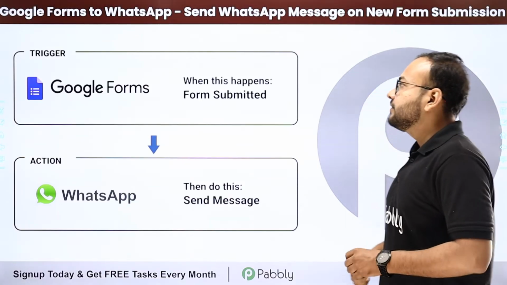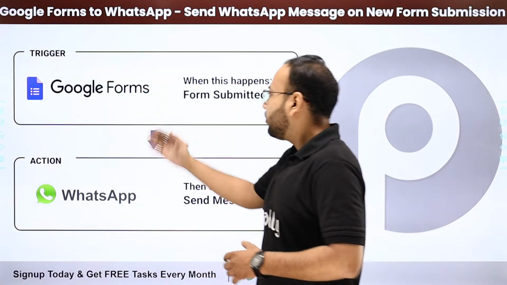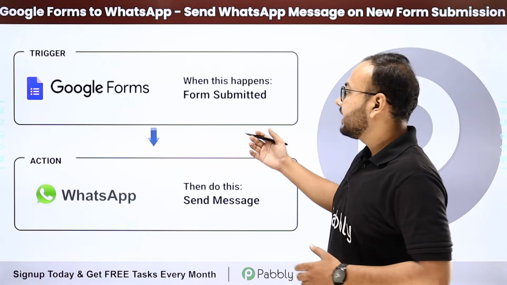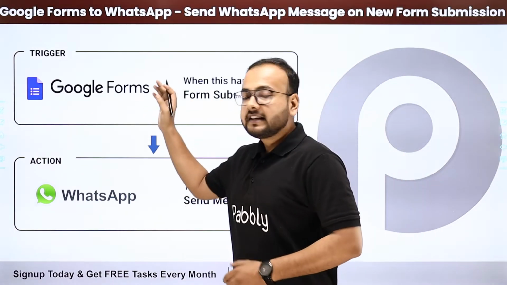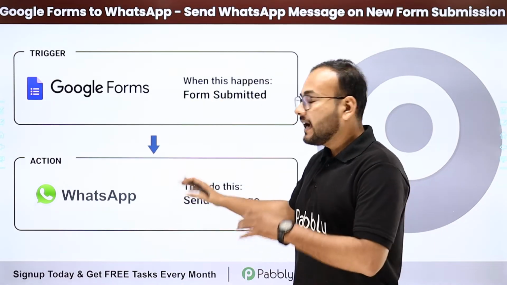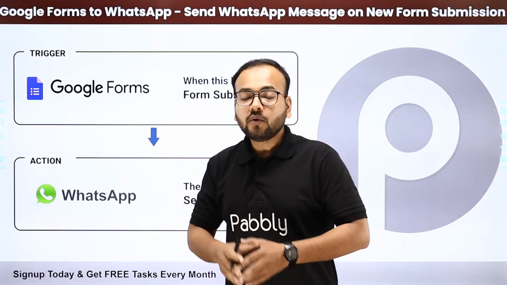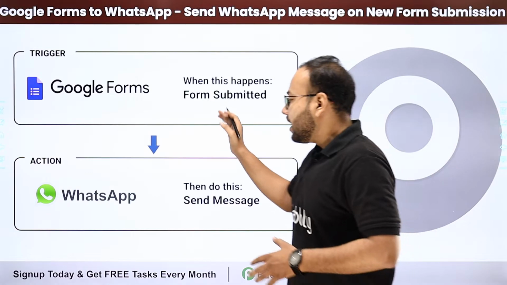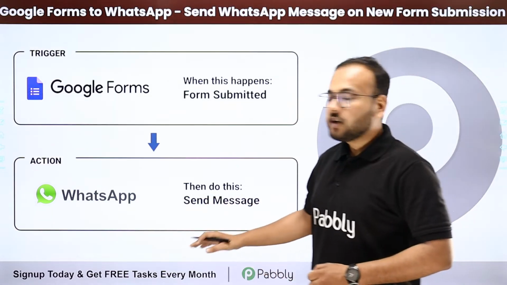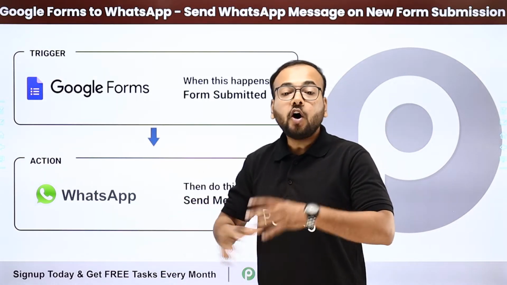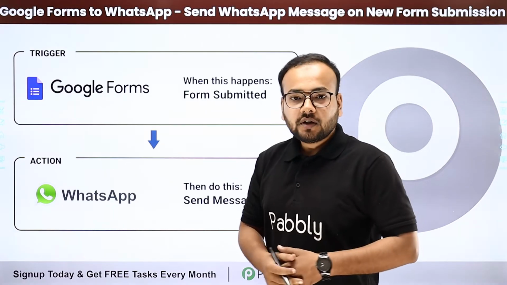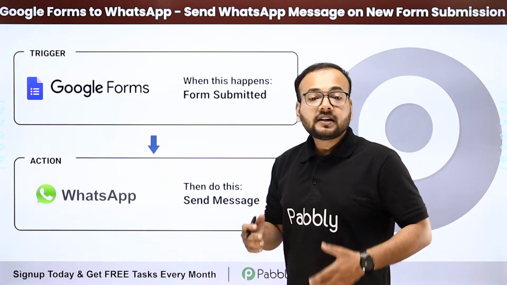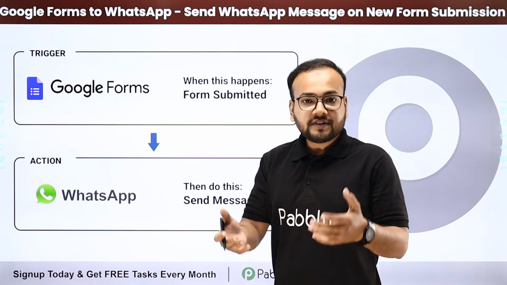So the first automation we have is Google Forms to WhatsApp integration, and here we are connecting Google Forms as the trigger app and WhatsApp as the action app in the automation workflow in such a way that whenever you get a form submission, a WhatsApp message will be delivered to the person who has submitted the form automatically.